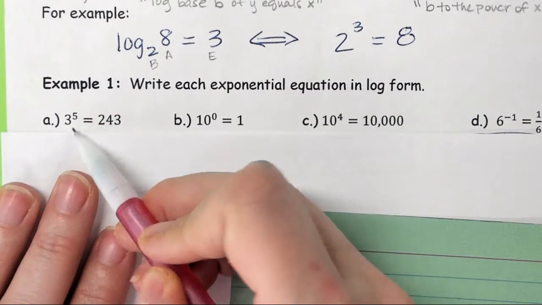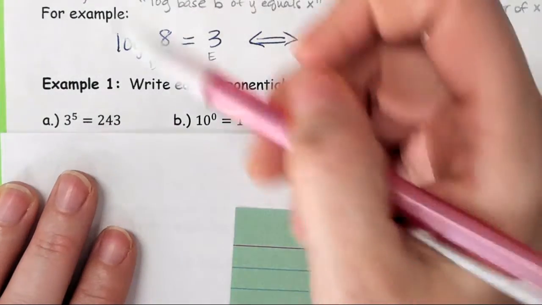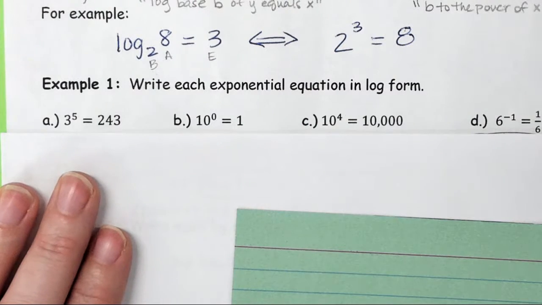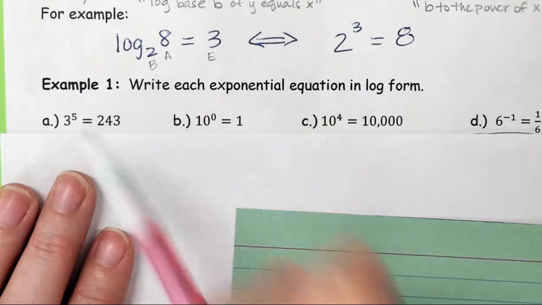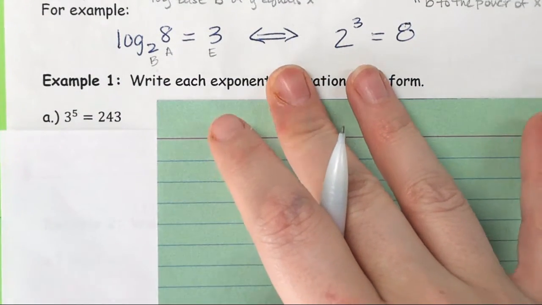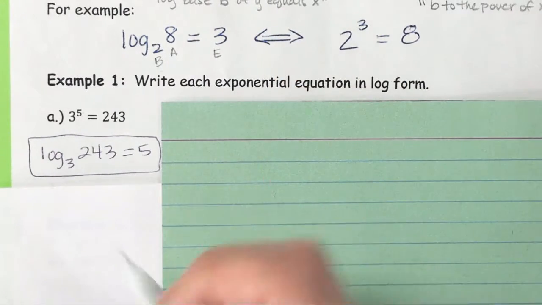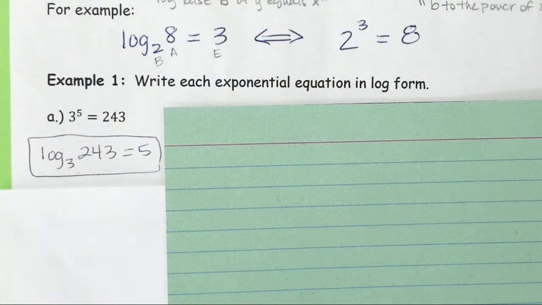So for this, I have 3 to the 5th equals 243. Now for B, that has to be in our log form. What I usually do is start with the base. Okay, so Arundi, what's my base in this one here? 5 is going to be the exponent. So the base is always what's attached to the exponent. Yeah, so it'll be 3. So when I start, my log is going to be log base 3 of 243 equals 5.